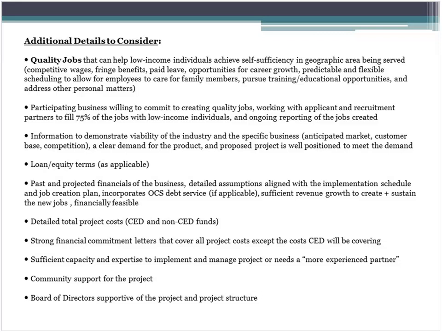You want to develop your loan and equity terms if that's applicable to your project. But in general, for a loan project, you want to determine whether the business will generate enough revenue not only to support the jobs, but also to repay the loan. And you want to know whether the business has available collateral security for the loan. If the business has other loans, then their level of collateral may be limited.